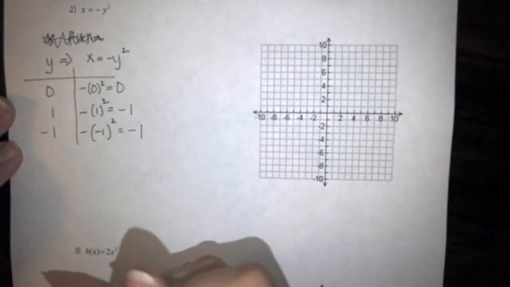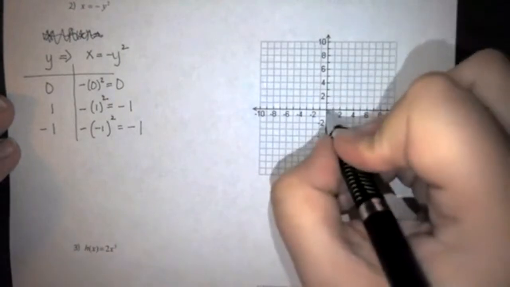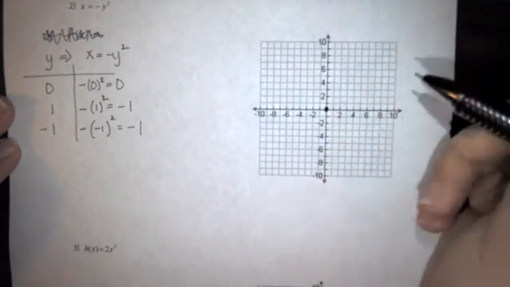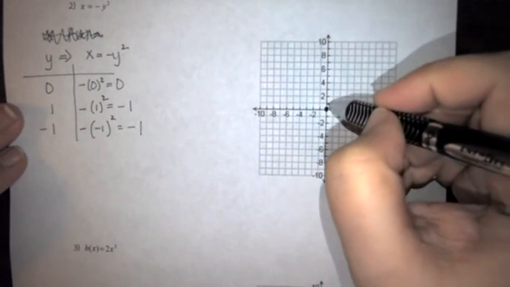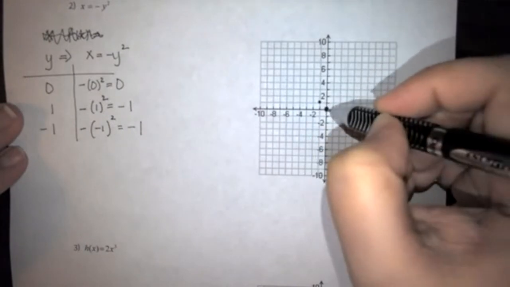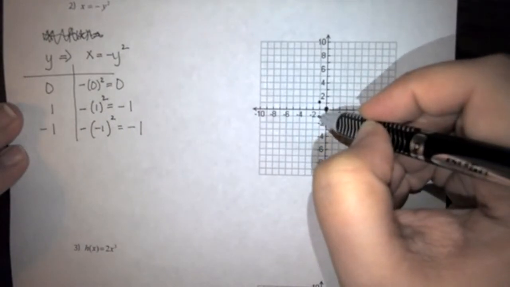So let's start graphing what we have and see what's going on. So we have the point 0, 0. So we have this point here. And then we have the point that y is 1 and x is negative 1. So we have this point here. And then we have the point that y is negative 1 and x is negative 1. So this point here.